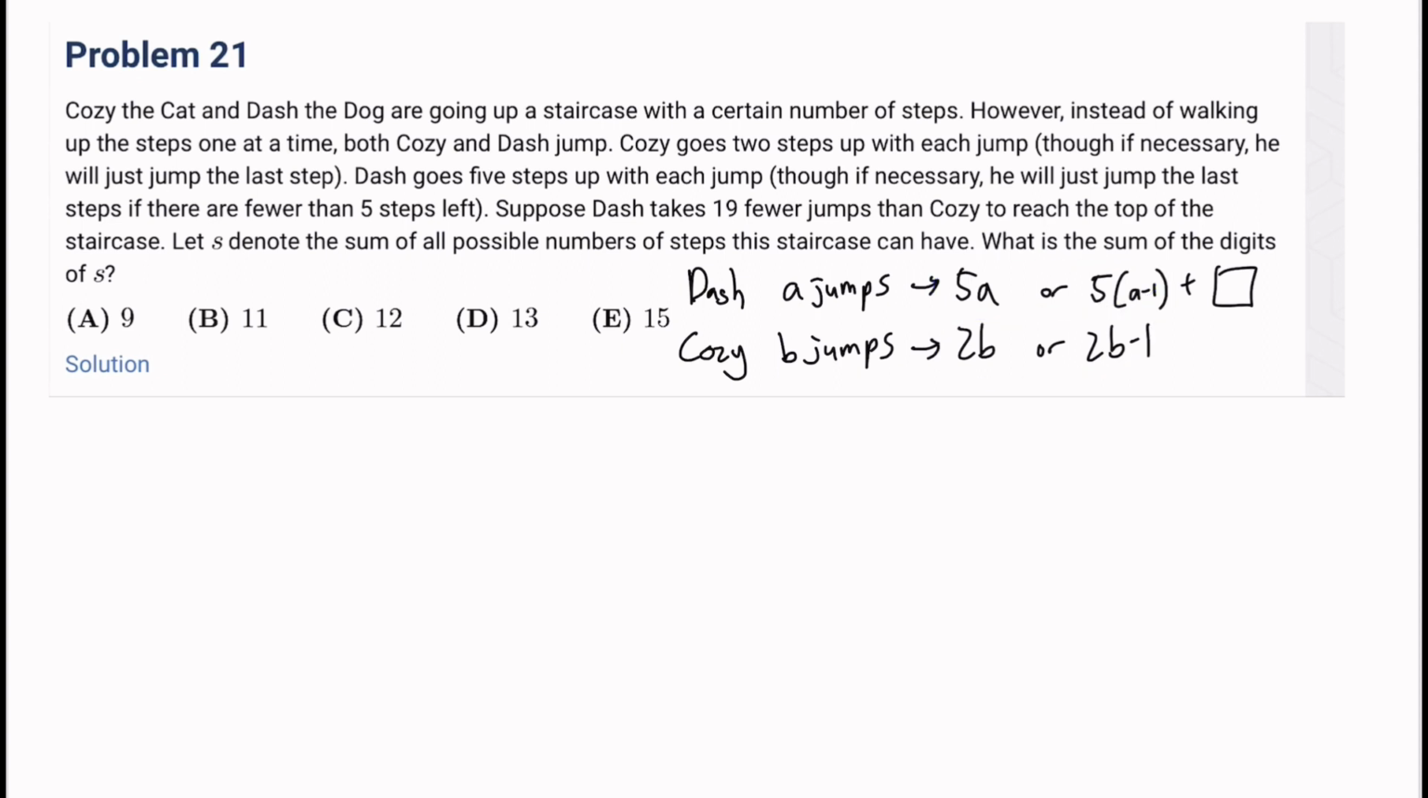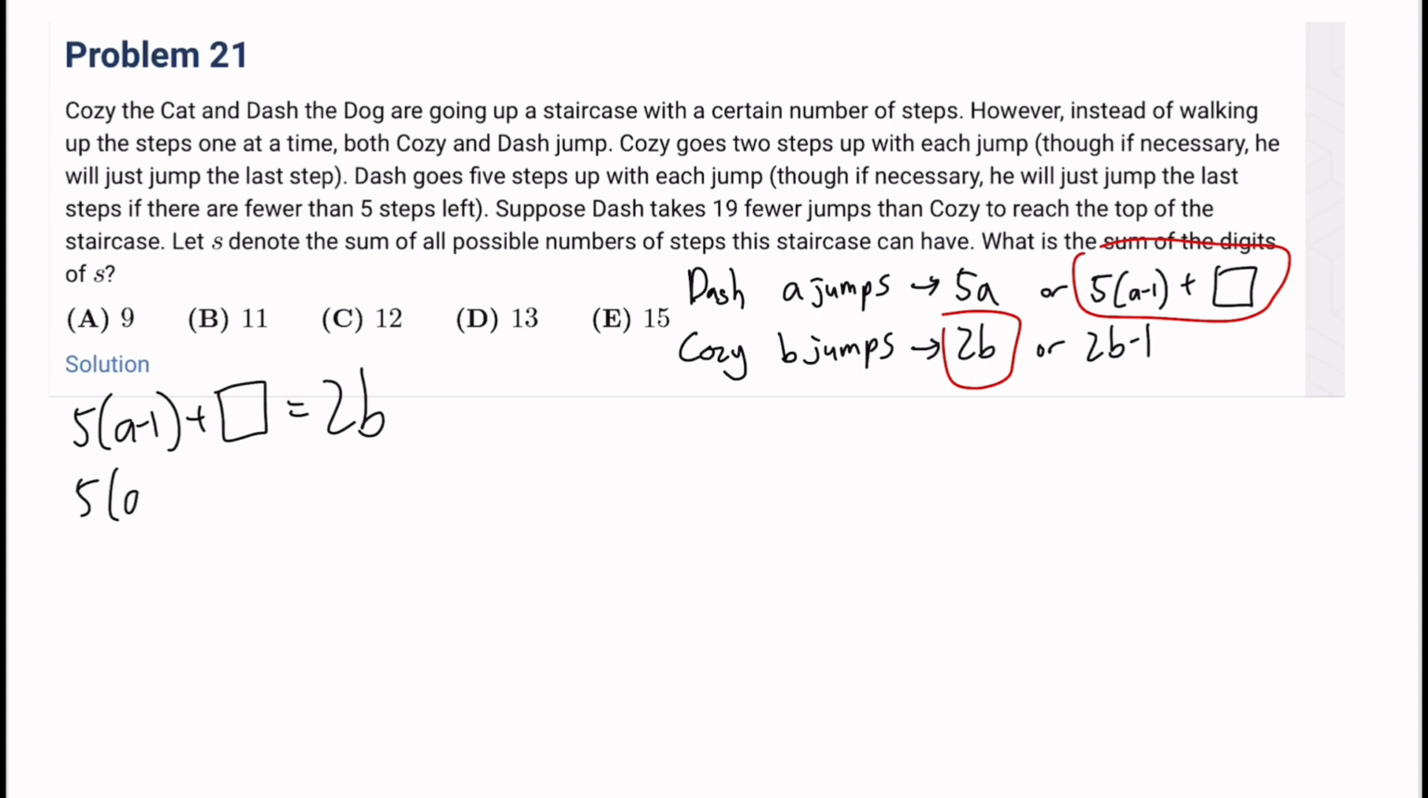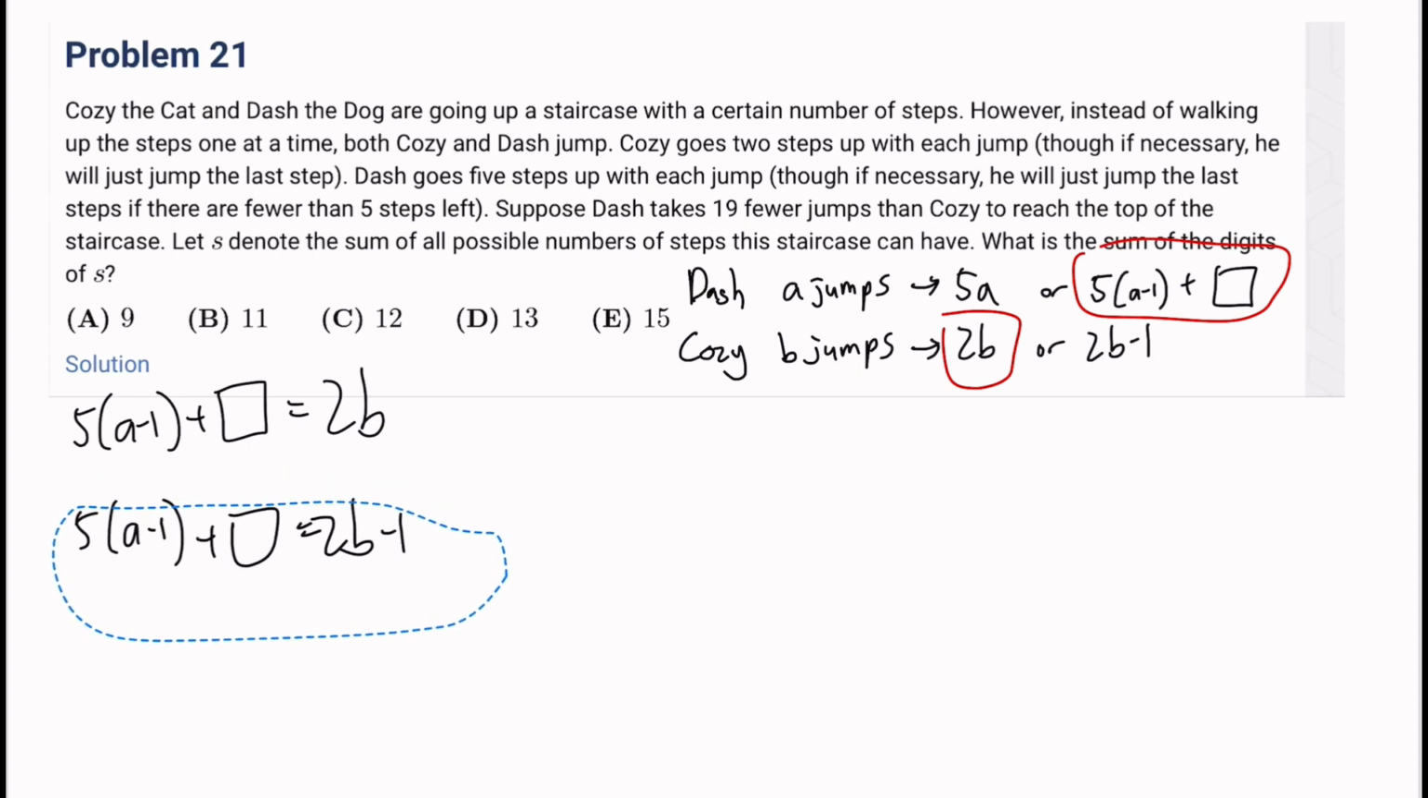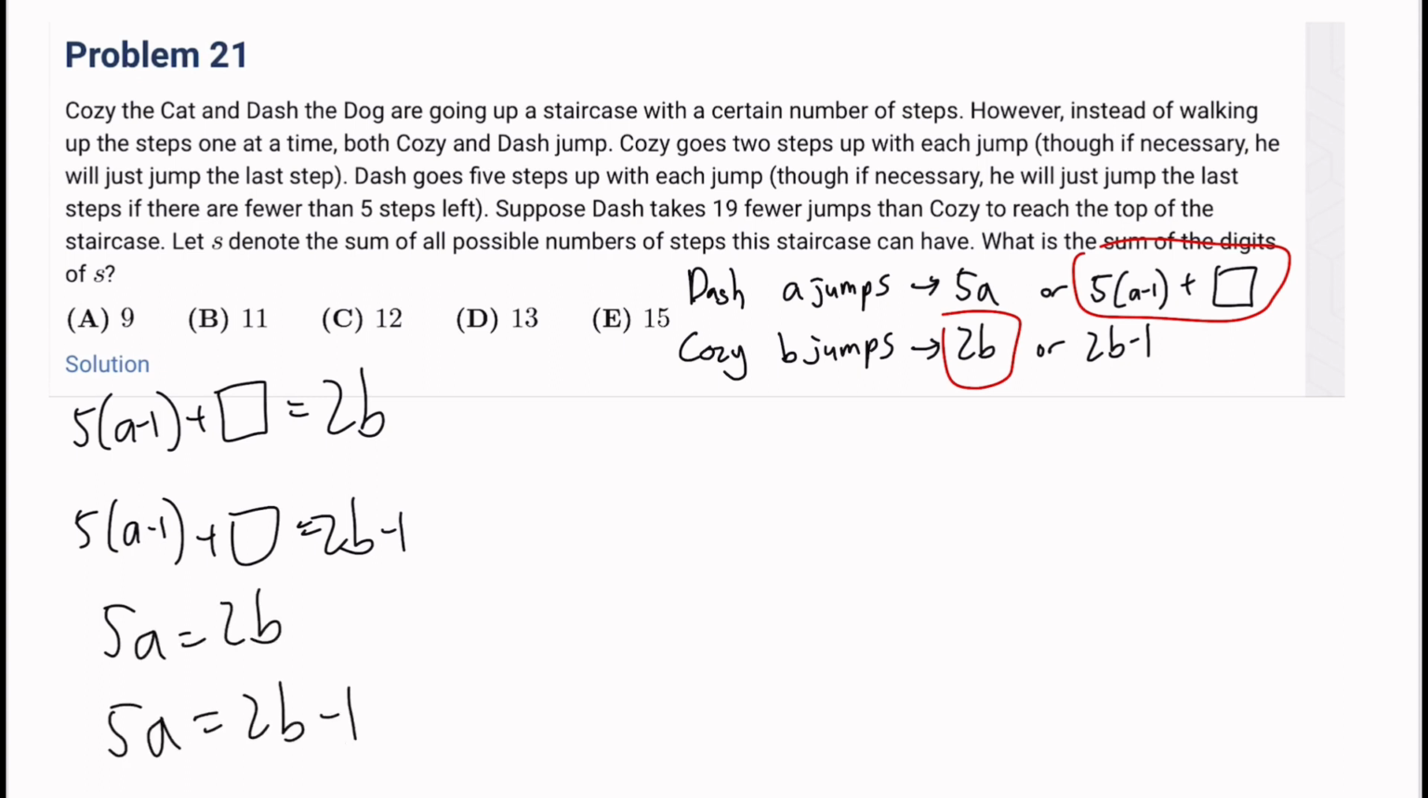And so first, let's try the case where 5A minus 1 plus something equals 2B. Let's try these two combinations first. Other than this, there could be 5A minus 1 plus something equals 2B minus 1, or just 5A could equal 2B, or just 5A could equal 2B minus 1, right?